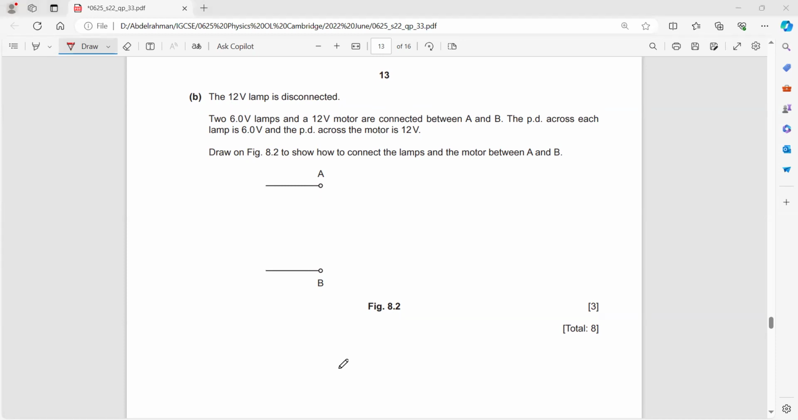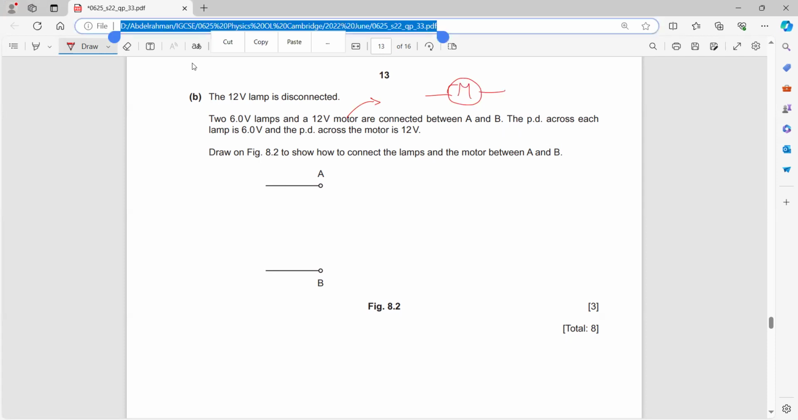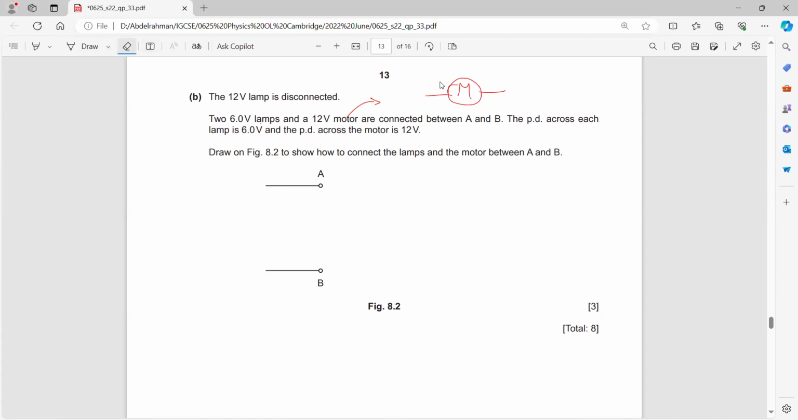It is a DC motor. We have to draw the motor. How do we draw a motor? We just draw it with an M. It's a circle with an M inside it, indicating that it is a motor.